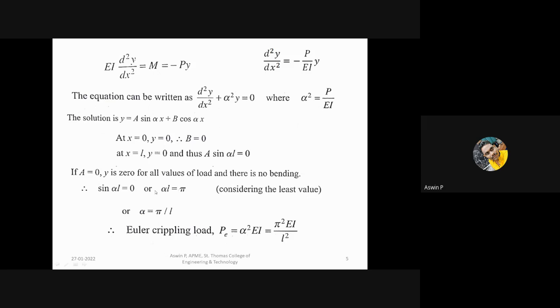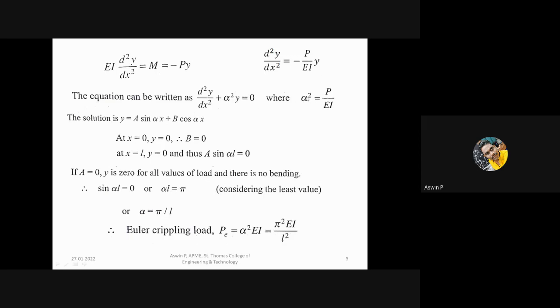That is, we know that sine alpha L becomes 0 only at the points 0, pi, 2 pi, 3 pi, likewise. But we cannot substitute length as 0. So we have to take the least value, that is pi. When substituting sine alpha L equal to 0, we will get alpha L as pi, or alpha as pi by L. Okay, this value should be substituted in this equation.